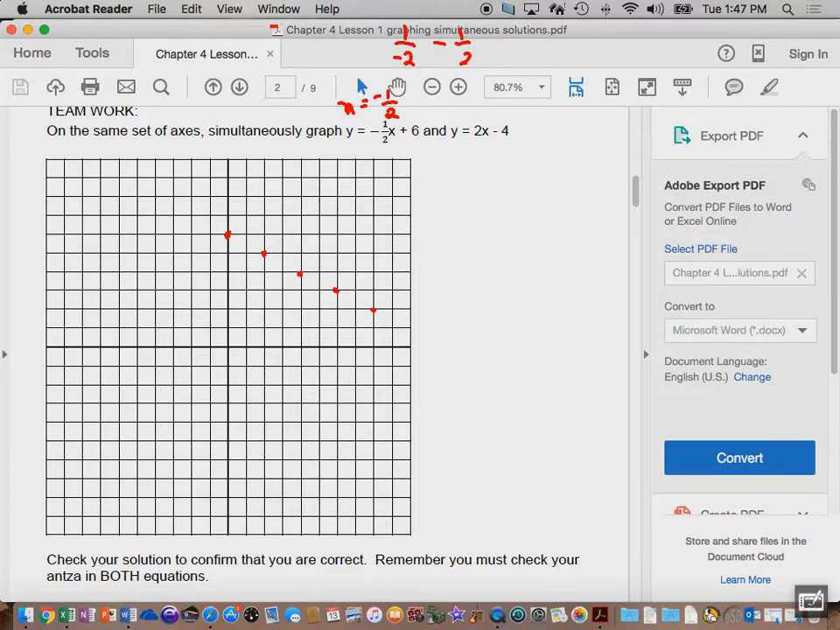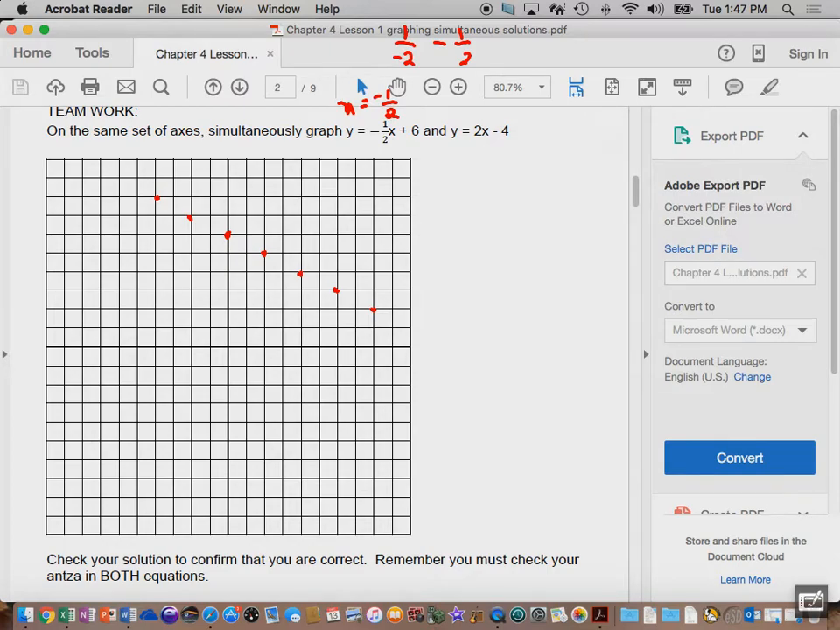Now, look what would have happened if I'd have done it the top way. That would mean up 1, left 2. Up 1, left 2. Isn't that the same line? Yes, it is. It's just whether you're on this side of the y-intercept or this side of the y-intercept.